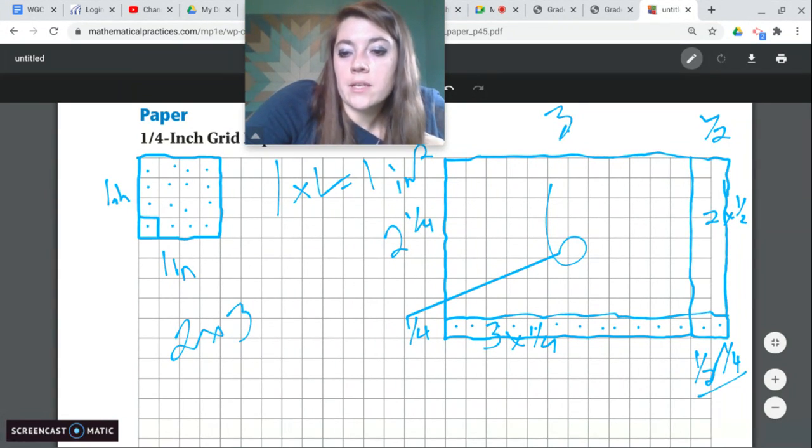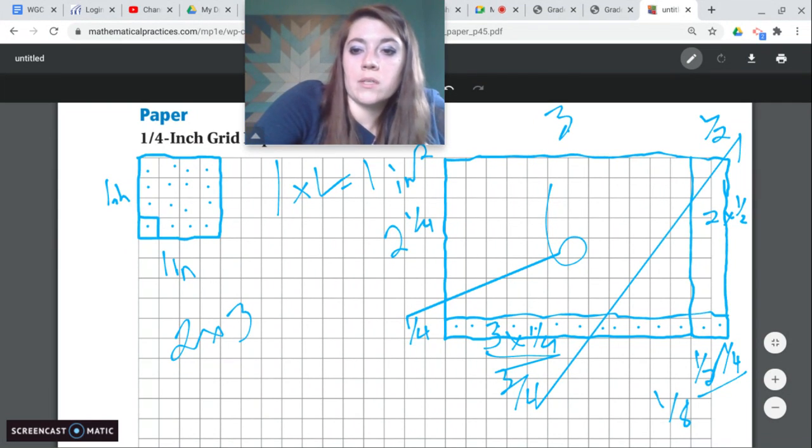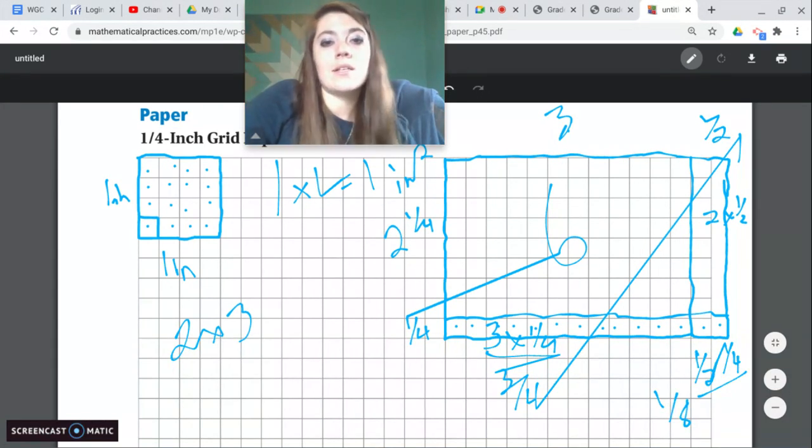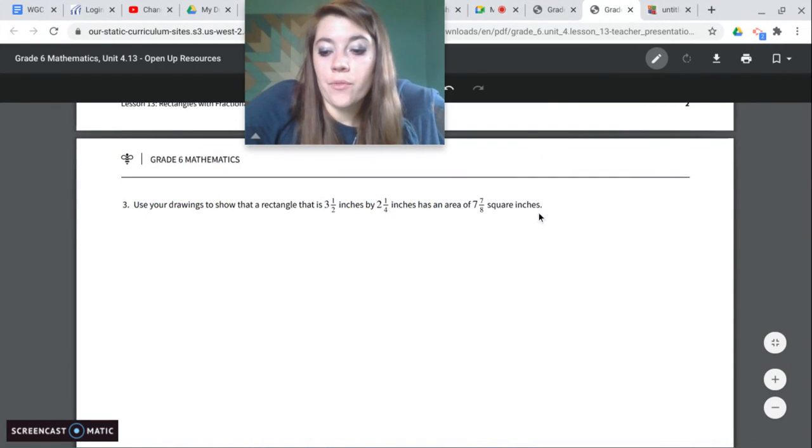So this right here is going to give us 1/8. This right here is going to give us 3/4. And this is going to give us 1 whole. So 6 plus 1, that's going to get us 7. And then 3/4 plus 1/8 is going to get us our 7/8. So that's how we can see that by drawing that out there.